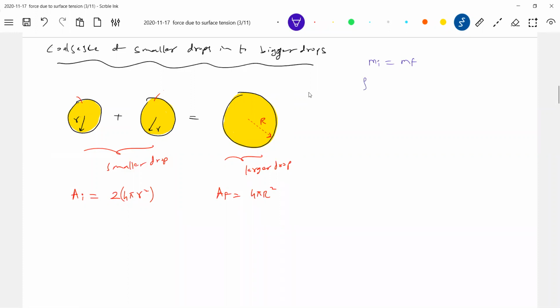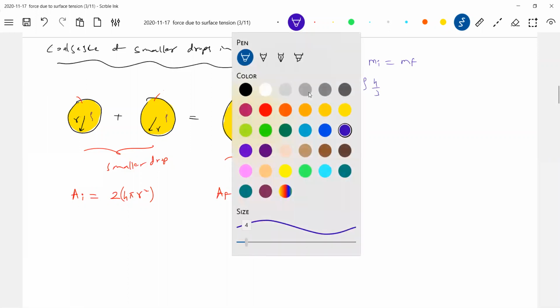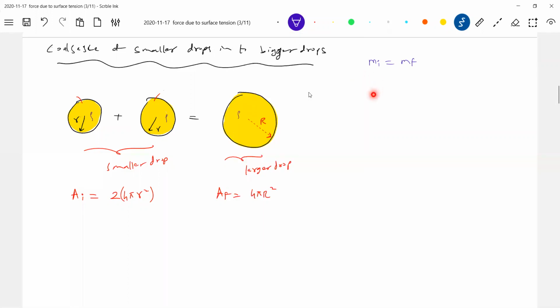What is the initial mass? Density of liquid rho into 4 by 3 pi r cube, twice. Final mass rho into 4 by 3 pi R cube. So therefore this will be 2 r cube equal to R cube. So R equal to 2 to the power of 1 by 3 into r. This will be the radius of that one. They'll coalesce. Then what do we have to call the energy released?